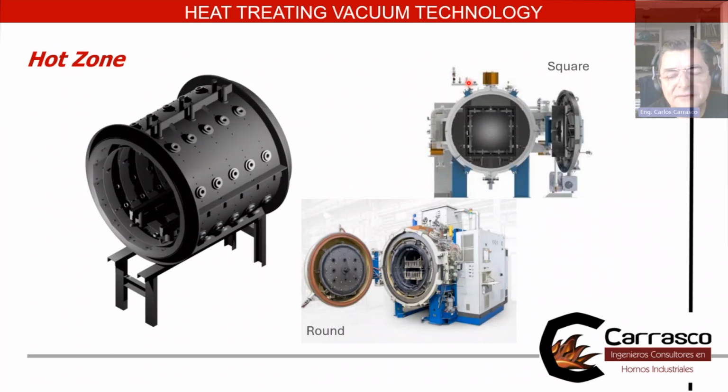Inside the furnace, there are different configurations of the hot zone, which is also the heart of the furnace. We have the hot zone where the load is connected inside. Heating elements are here. The insulation is here. Everything is contained in this mild steel structure that can be square shaped or rounded. So this is the hot zone, and this is one of the important components of the vacuum furnace.